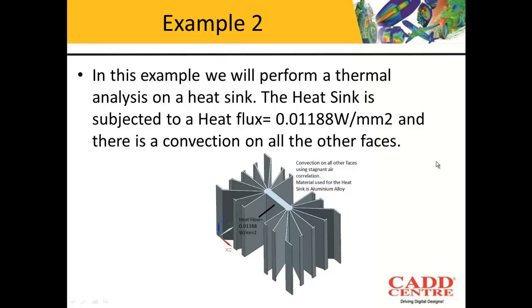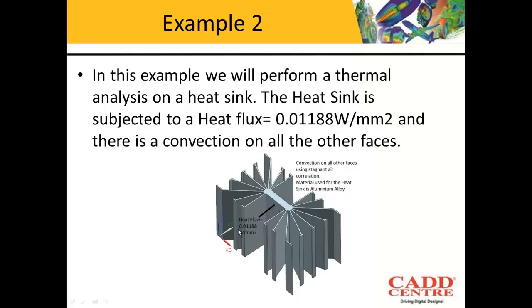In the previous example, we saw the thermal analysis of a gearbox housing. Now the second example that we will study is a thermal analysis on a heat sink. If you look at the problem description, the heat sink is subjected to a heat flux of 0.0118 watts per millimeter square, and there is a convection on all the other faces.